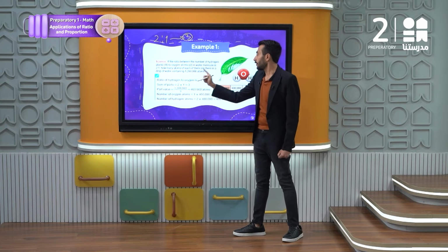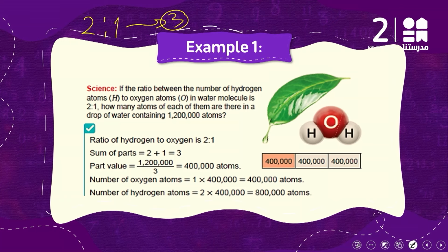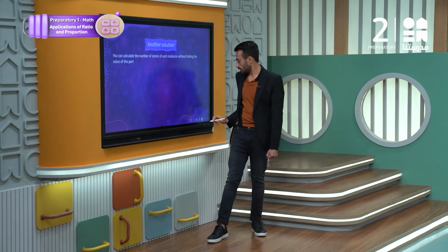If we have this number of atoms, we need to take this number divided by 3. We found this is the number of atoms for each group. Now let's take this number, multiply it by 1 for oxygen and multiply it by 2 for the hydrogen. By the way, we have a better and easier way for solving this question. Let's solve it with the way I'm talking about.